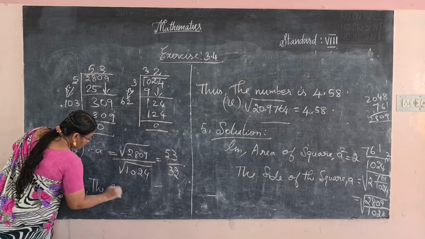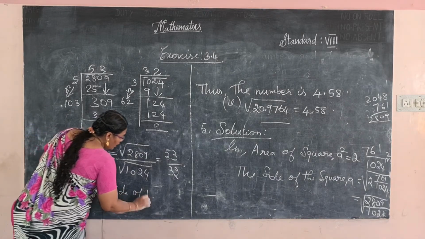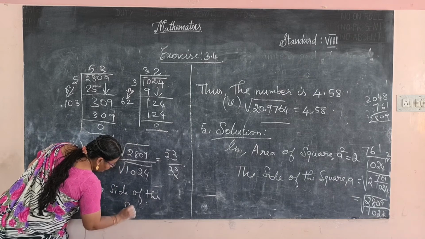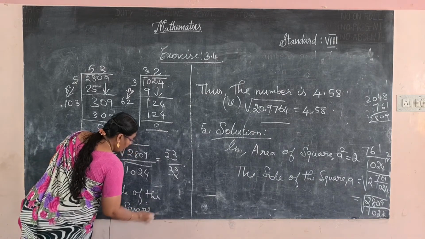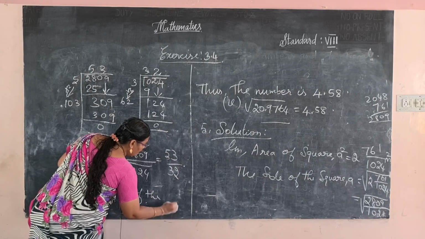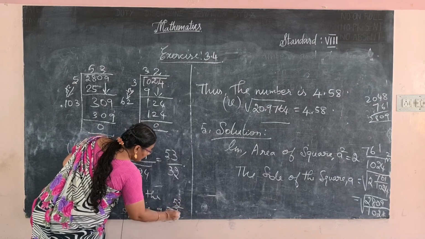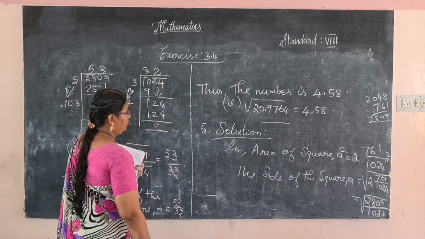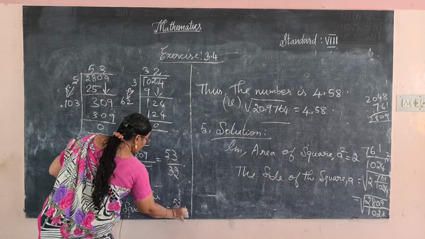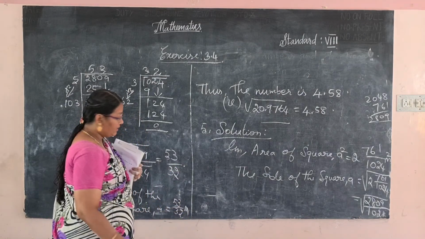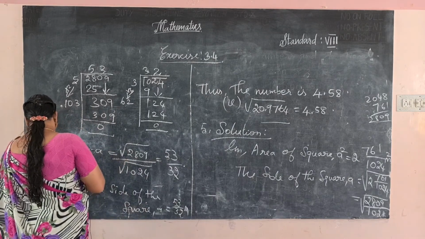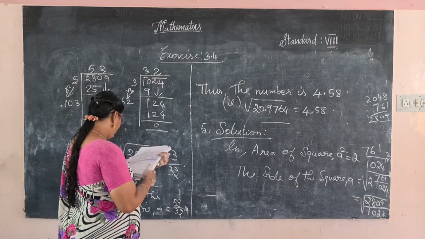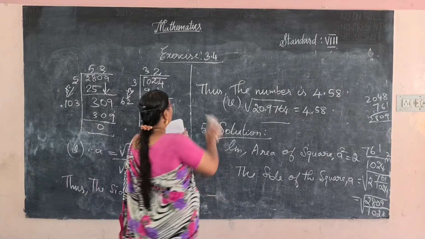So the side of the square, A, is equal to 53 by 32. Which unit is given? Meter square. So the side is measured in meters. Okay, that's it. And the sixth one is homework. Now move to the seventh problem.